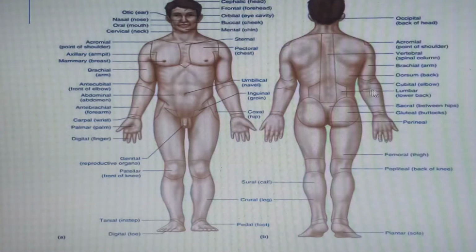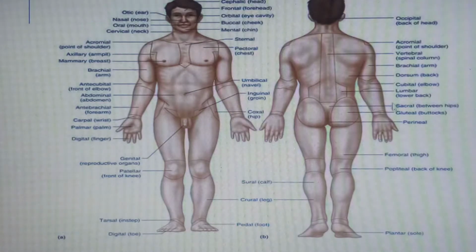And then this is actually the cubital, that's the elbow area. That's the cubital area, posterior aspect of the cubital. Now remember that the anterior aspect we call the antecubital. It's actually the anterior aspect that we call antecubital, and the posterior aspect is called cubital, so I rather mixed it up.